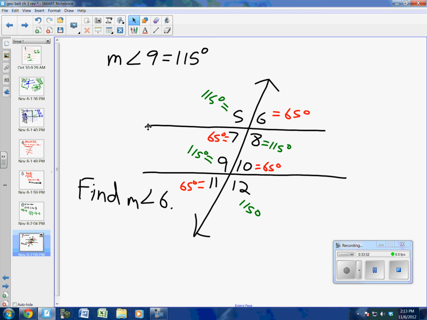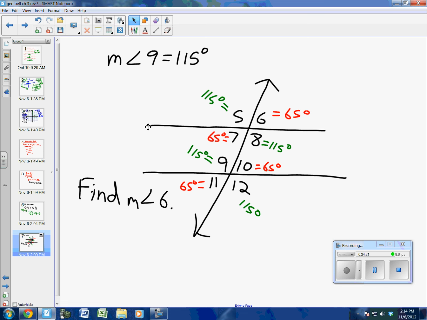Okay, spinning. Person 1, show me what you have. Good. One person had it. They're alternate interior angles, you guys. Look. Alternate interior. What's the other pair of alternate interior angles, you guys? 7 and 10 are the other pair of alternate interior angles.